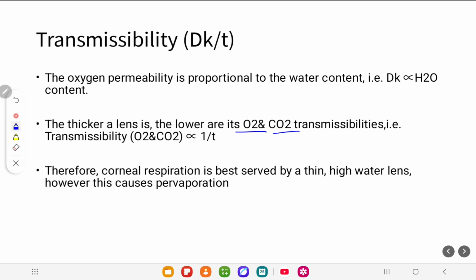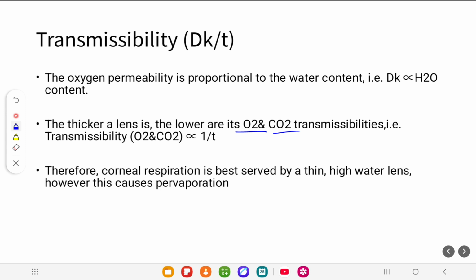So basically, CO2 is always a faster passer in contact lenses as compared to O2. I think CO2 will pass 21 times faster in a soft contact lens and 7 times faster in an RGP contact lens. I have forgotten the exact number, but roughly like that. CO2 will pass much faster as compared to oxygen.